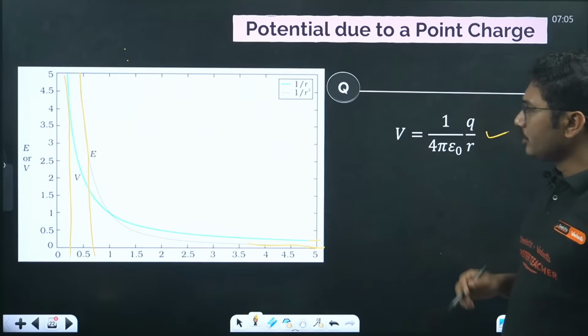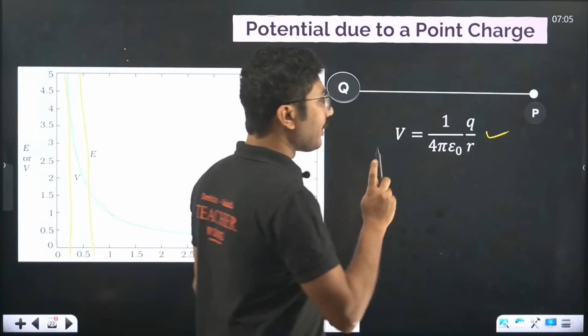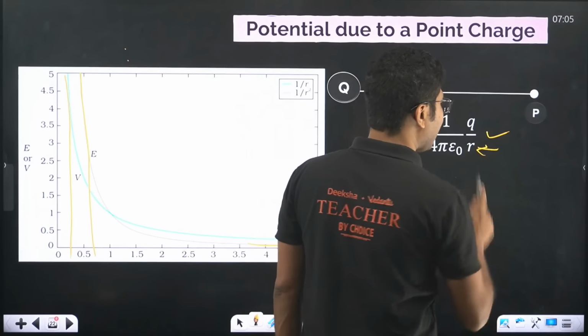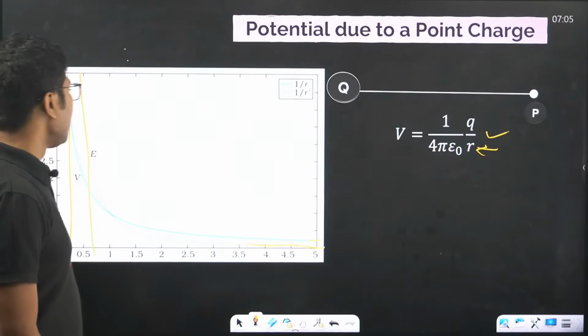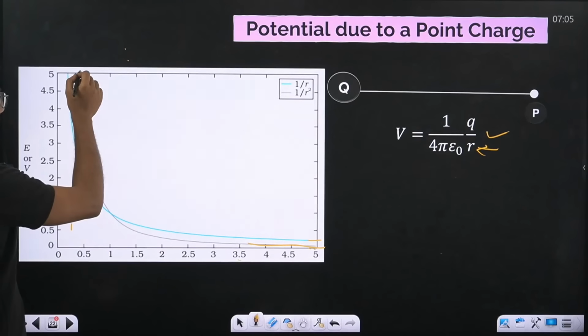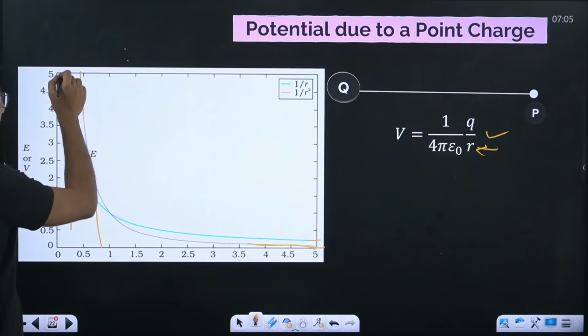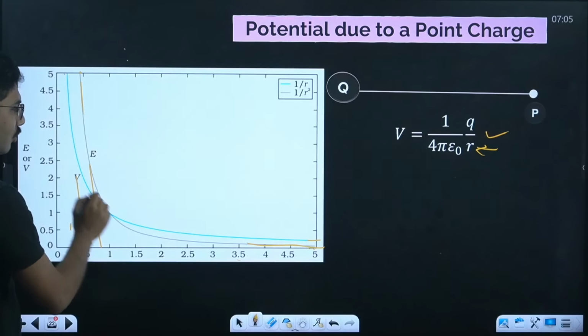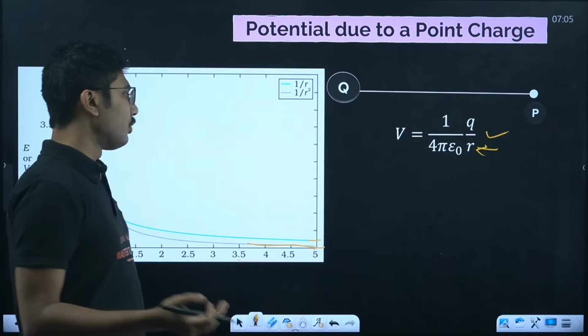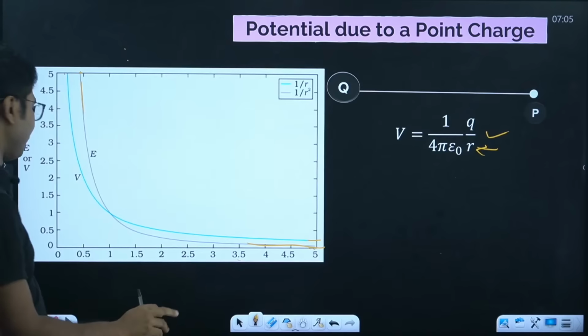Now, electric potential due to a point charge is given by, obviously, 1 by 4 pi epsilon naught Q by R. Do not make the mistake: potential is 1 by R, not 1 by R square. Now if you see the comparison graph, electric field starts at a higher point and falls rapidly to 0, but electric potential starts at a smaller point and goes to 0 slightly slower. That is the difference between electric field and electric potential.